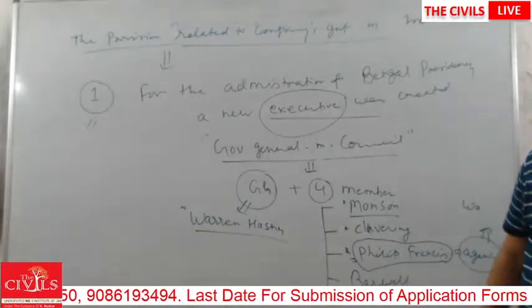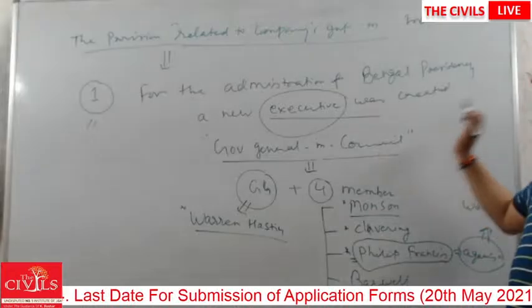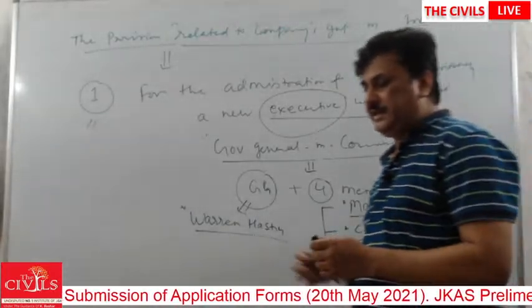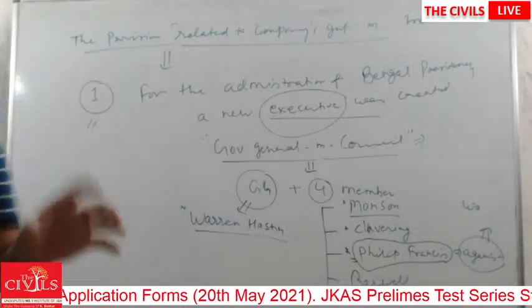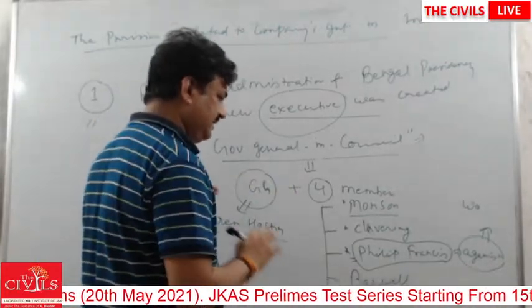Now the decisions of this Governor General Council were taken on a majority basis. So for every decision there was a need for a majority of the Governor General Council.